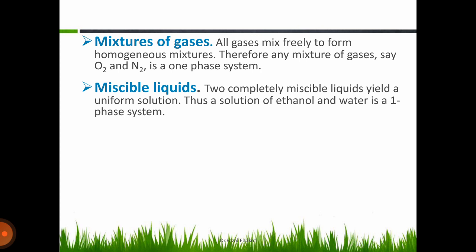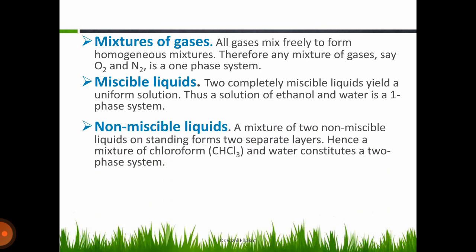Miscible liquids, the case repeats. Two completely miscible liquids yield a uniform solution. Thus, a solution of ethanol and water is a one phase system. Non-miscible liquids, you have to take care of this. Non-miscible means they are not miscible, they are separate. So there the homogeneity is lost, the heterogeneity is there. A mixture of two non-miscible liquids on standing forms two separate layers. Hence, a mixture of chloroform and water constitutes a two phase system.